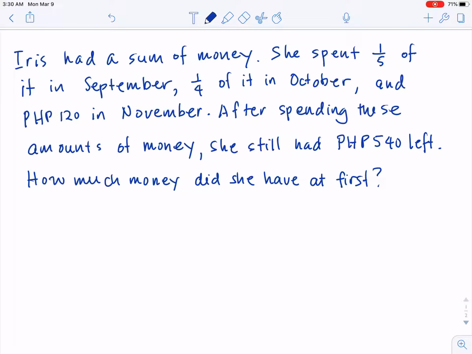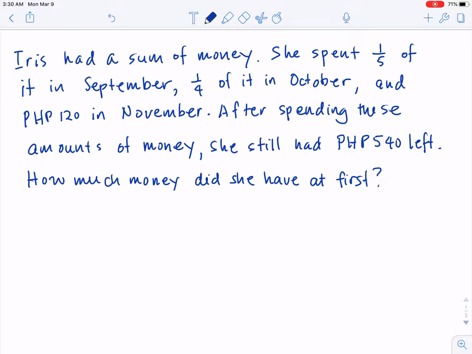Siguro i-solve natin. Since grade 4 ito, yung una nating solution siguro ay walang algebra and then we'll try to solve it also using algebra. So una muna tayo sa walang algebra, no?